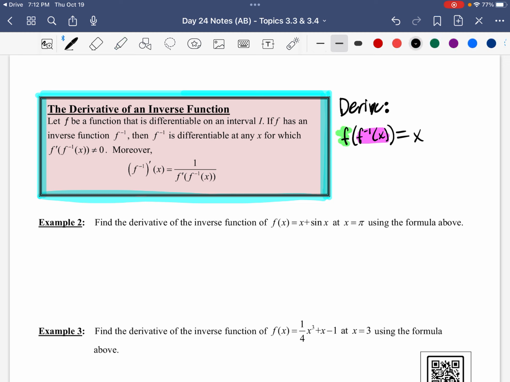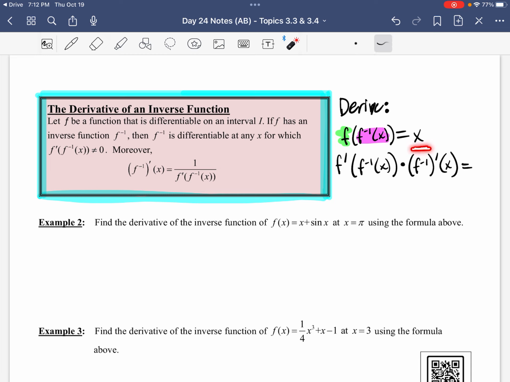So when we do the derivative of a composite function, which is what this is, we take the derivative of the outside first. So we're going to do f prime of f inverse of x times the derivative of the inside. So that's going to be f inverse prime of x. I know it's weird. Okay, so that's the derivative of the left side. And then the derivative of x is just 1.